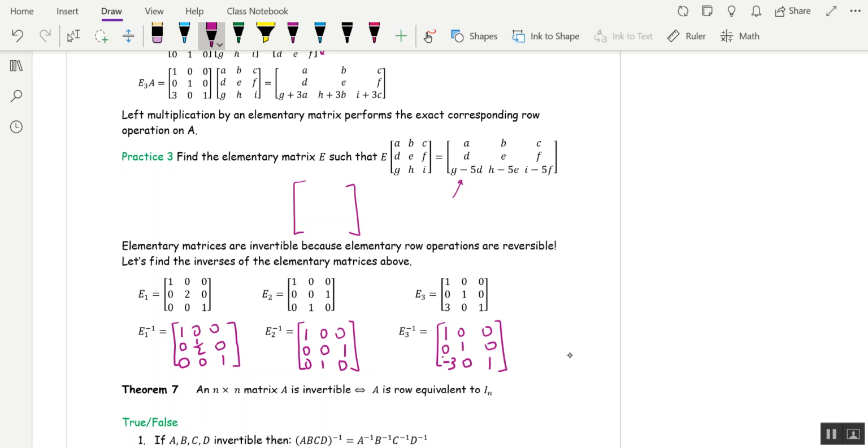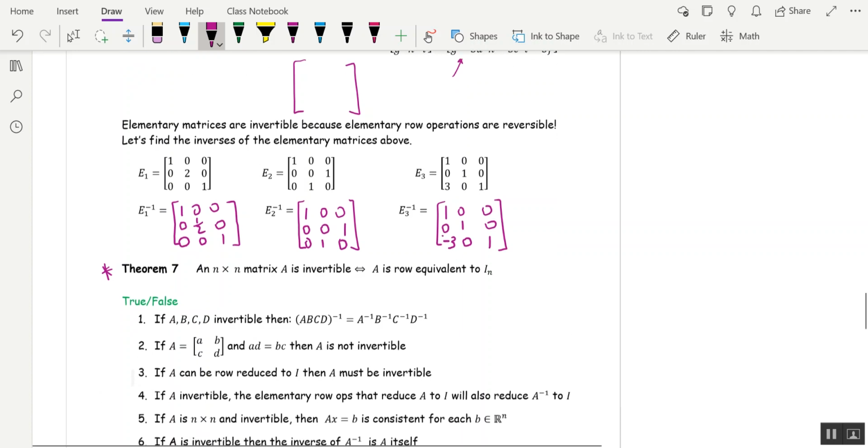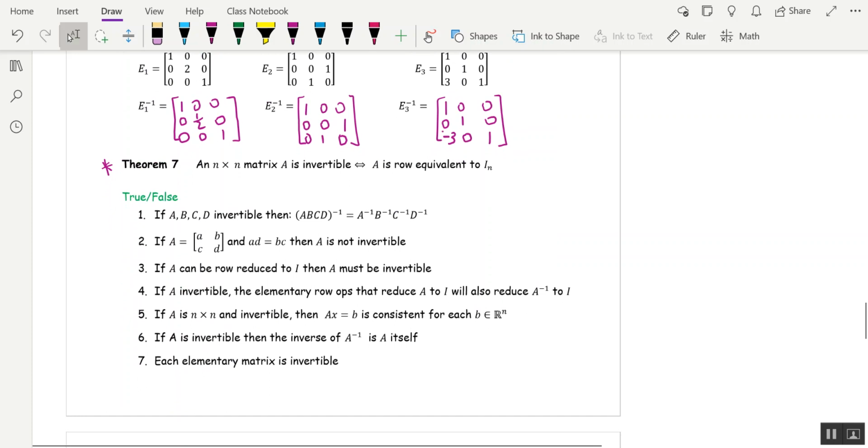Okay, theorem 7. Again, we're going to collect these theorems in the next section, but an n by n matrix is invertible if and only if it's row equivalent to the identity. So we're going to end with some true-false problems, and we're going to do these together. You might want to pause it and just see if you can do them on your own.